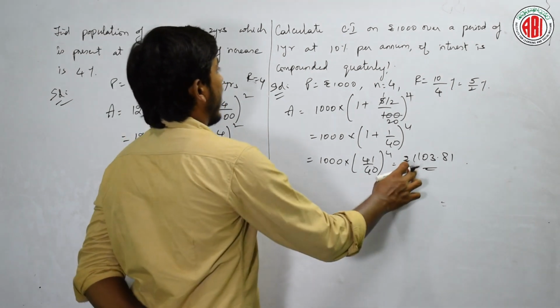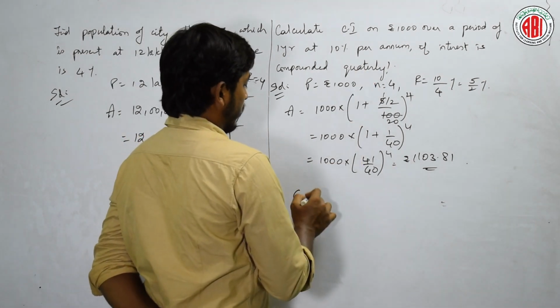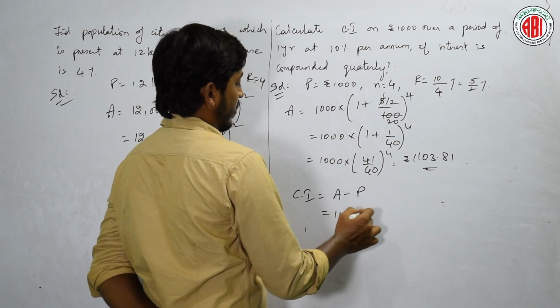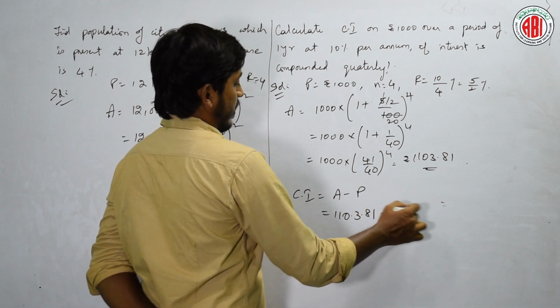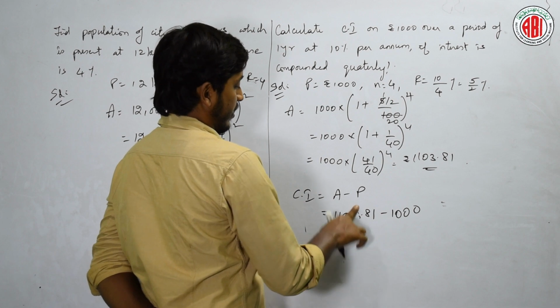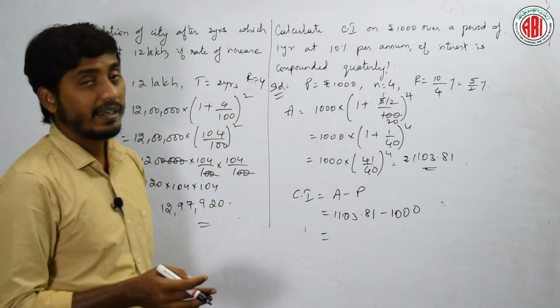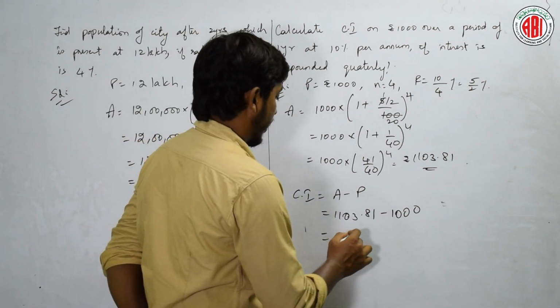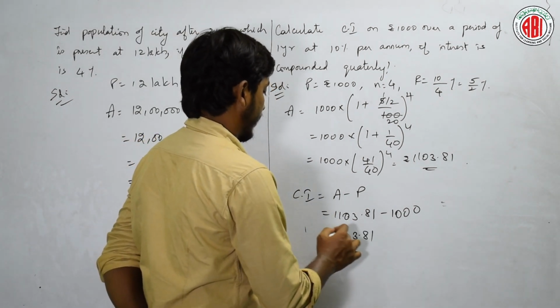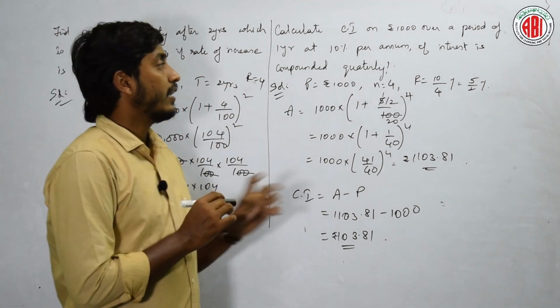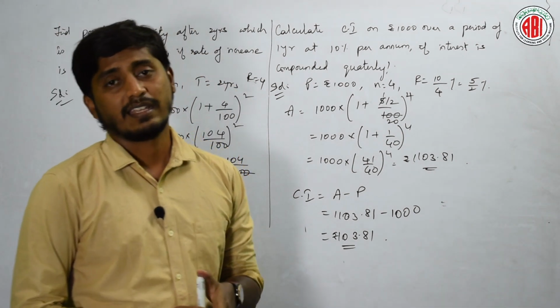This is the amount. What is the CI now? CI is amount minus principal, that is 1103.81 minus 1000. How much is it? 1103 minus 1000, that is 103 rupees 81 paise. Clear? Did you understand? These are all different problems of this chapter.